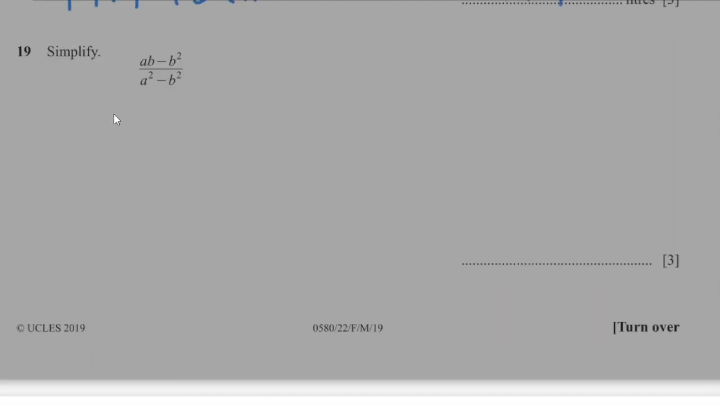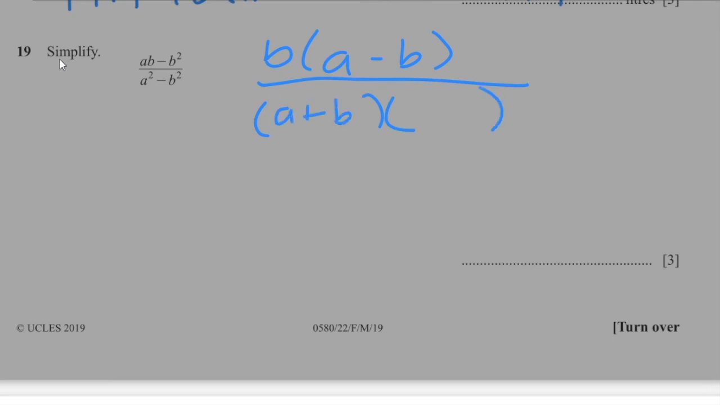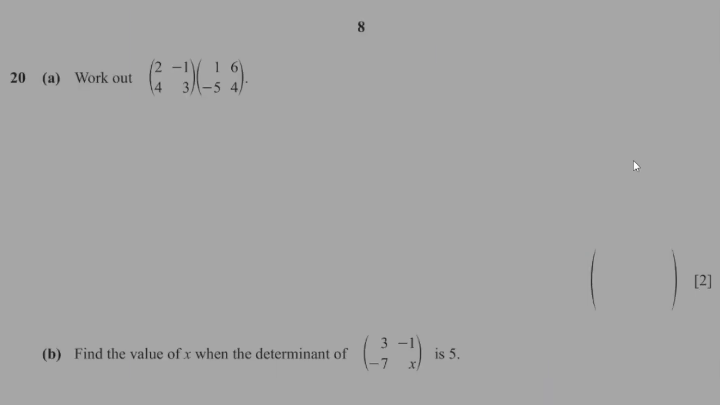Question 19. Simplify the fraction. So we take out the common value over here, which is b, open up the bracket, a minus b. A squared minus b squared is the identity, which has the factors a plus b and a minus b. So we cancel out the common values, and that gives us the answer as b divided by a plus b.